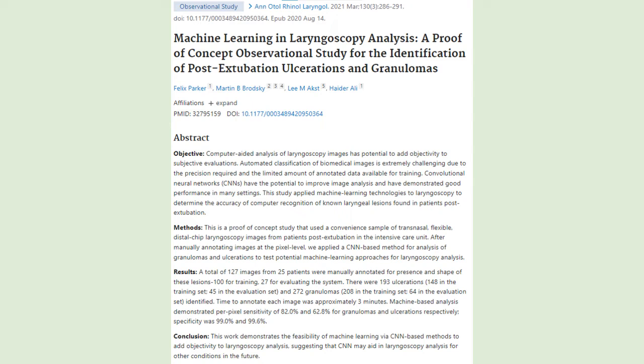This paper by Parker and co-authors from 2020 focuses on the possibility of classification of granulomas and ulcerations by laryngoscopy. They use a convolutional neural network for image detection and trained it on 100 images and tested it on 27. This resulted in a sensitivity of 82% for granulomas and 62.8% for ulcerations, and a specificity of 99% for granulomas and 99.6% for ulcerations. This is per pixel.